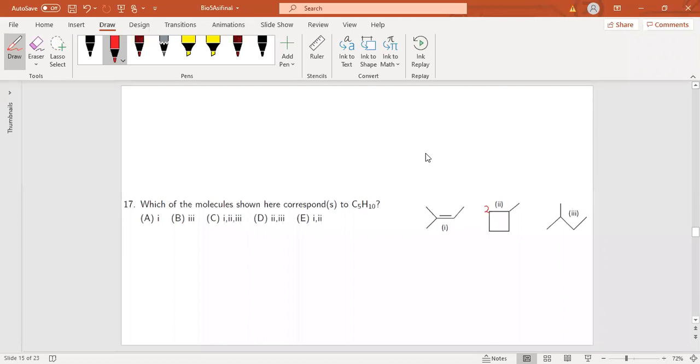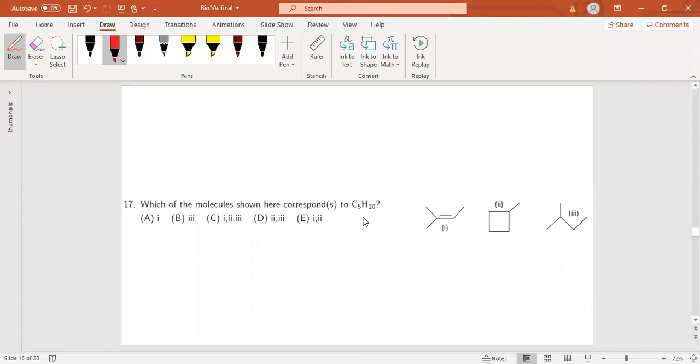So number 17 is asking which of the molecules shown here correspond to C5H10. So what I like to do first is, I like to look for my carbons and make sure all my molecules have 5 carbons, since those are easier to count. So let's take molecule 1. We see we have 1, 2, 3, 4, and 5. So we're good. Molecule 2 has 1, 2, 3, 4, and 5 over here. Molecule 3 has 1, 2, 3, 4, and 5. So they all have 5 carbons.